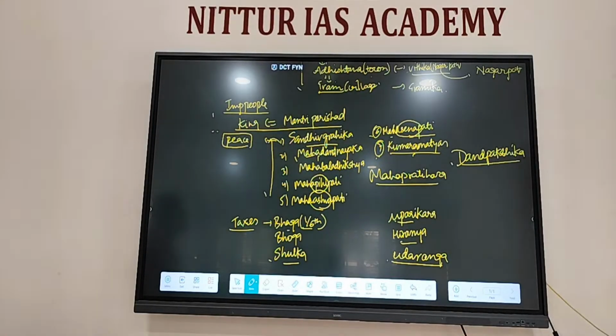Next we read on Upari Kara. It is an additional cess or tax levied on temporary cultivators.